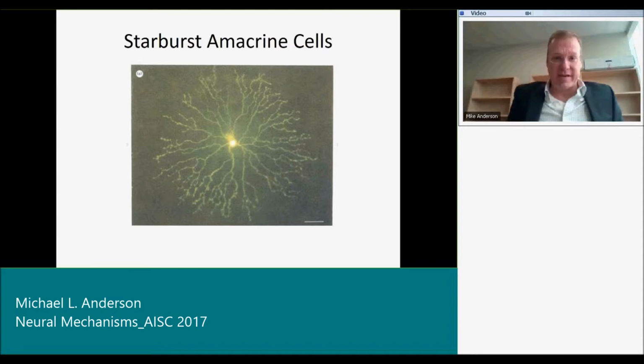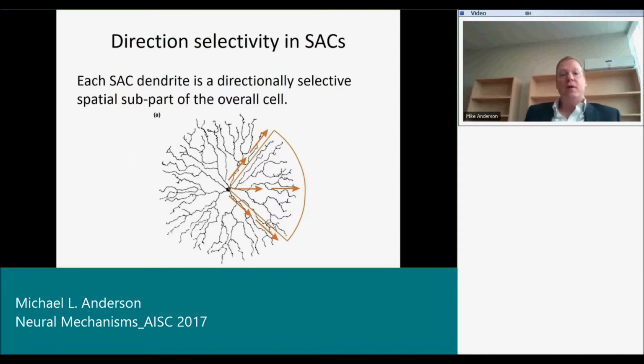So here's a picture of a Starburst Amacrine cell. You can see why it's called a Starburst cell. These are really interesting cells. These are found in mammalian retina. They're an important part of our motion detection. There's a cell body, as you can see in the middle, and then dendrites. There's no axon for this cell. An array of dendrites arranged around that cell body in the kind of format you see here. What's interesting about these cells is each dendrite is direction selective, right? So each Starburst amacrine cell dendrite is a directionally selective spatial subpart of the overall cell.